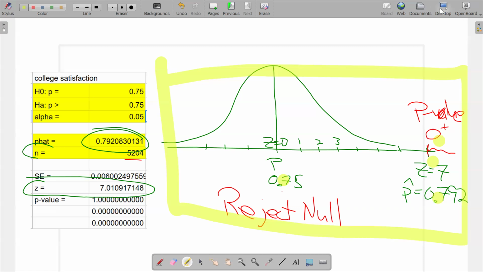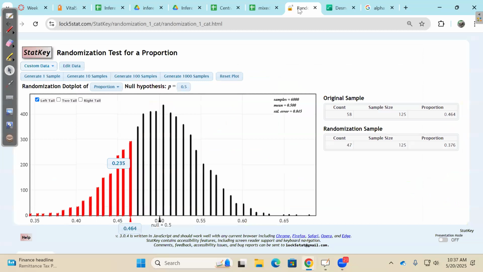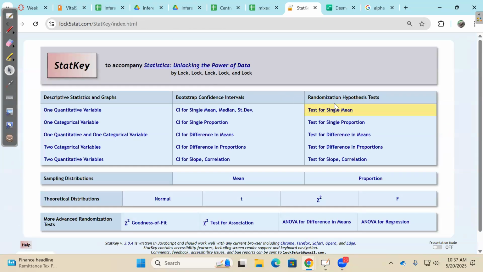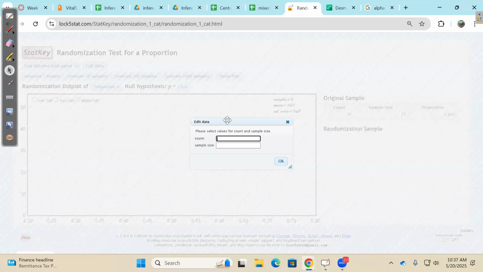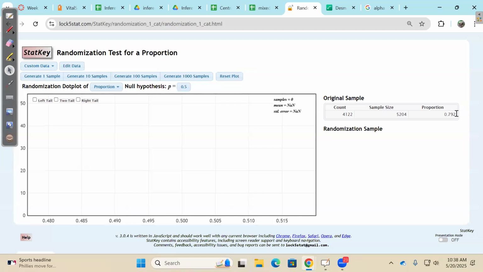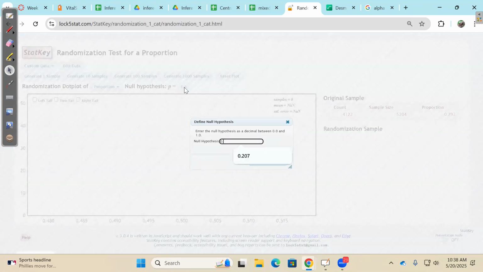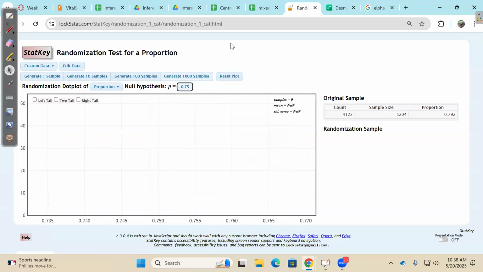All right, so jump over to StatKey. And then double check, I want hypothesis test for a proportion, and we just have one proportion. And then we edit in our data. That was the 4,122 divided by the sample size of 5,204. And that should give us our 79.2% over here. And then what should our null hypothesis state? 0.75. Yep.